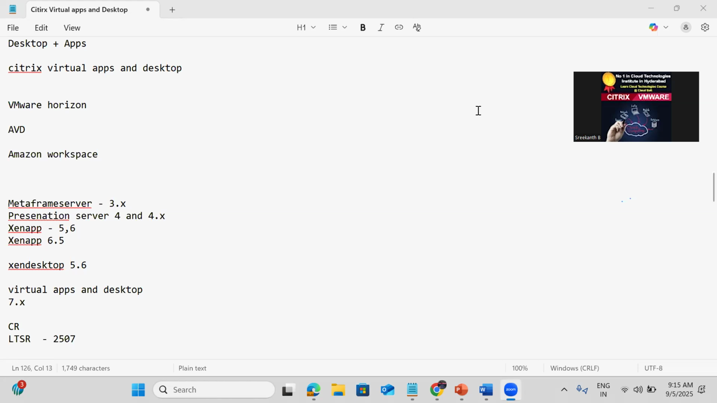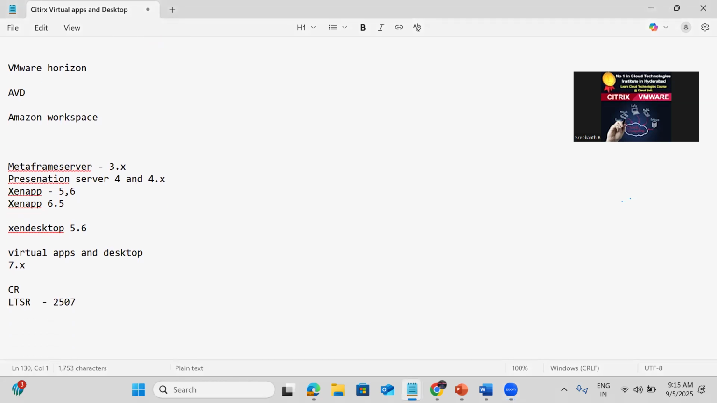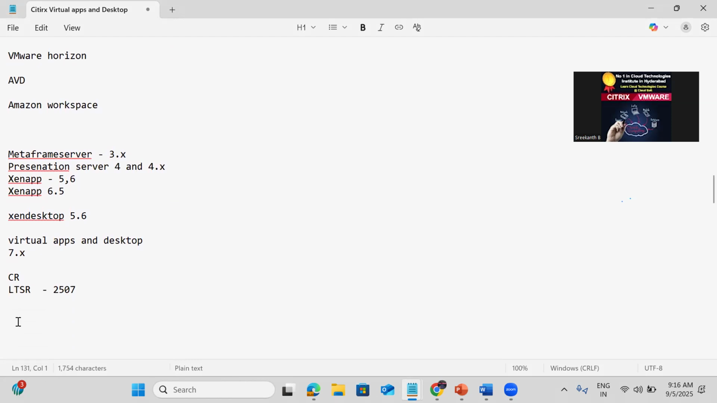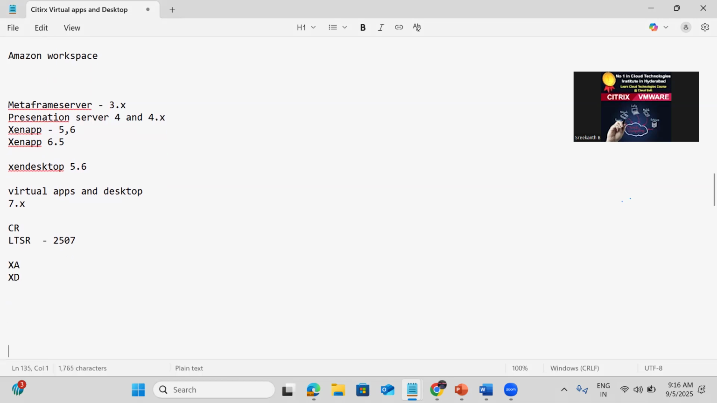Okay, so from the next session, we'll discuss the Citrix architecture components. All these we'll discuss. Here I hope you got XenApp, right? XenApp used to deliver applications, and XenDesktop used to deliver desktops, but both have been unified into a single solution. Both apps and desktops can be delivered to any users.